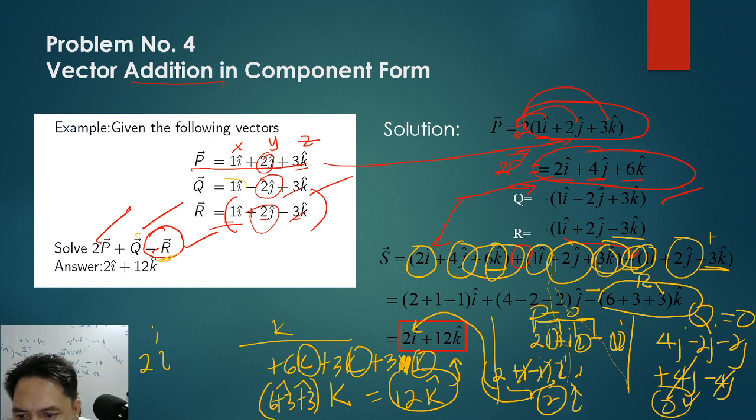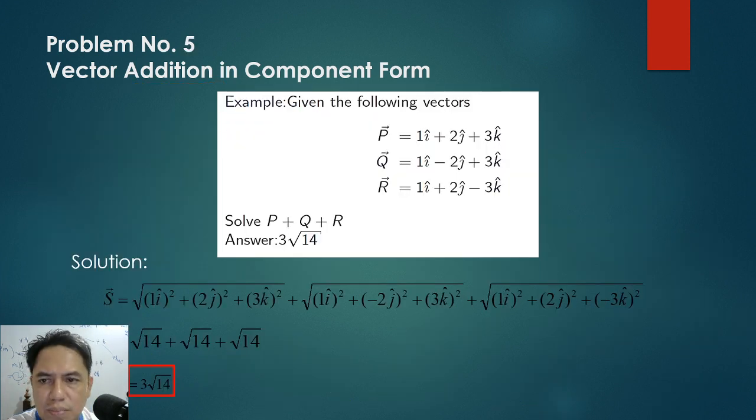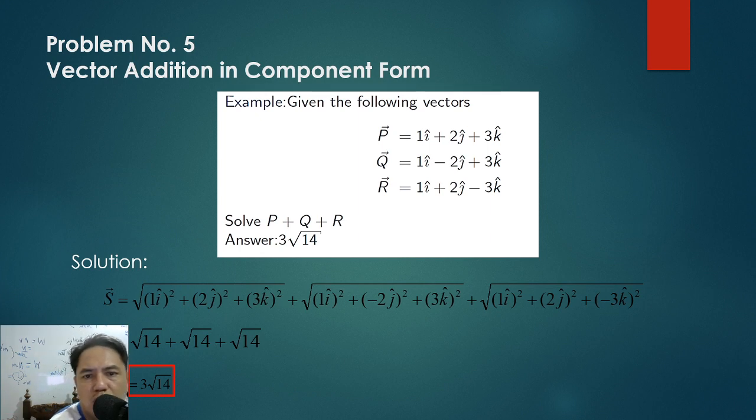2i hat, then plus 0j, so 0 times is 0, then the other is 12k hat. This one, 2i plus 12k. So that is how we add. So here, vector addition in component form.